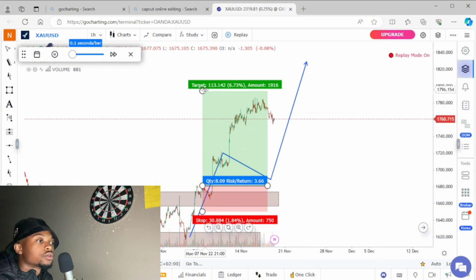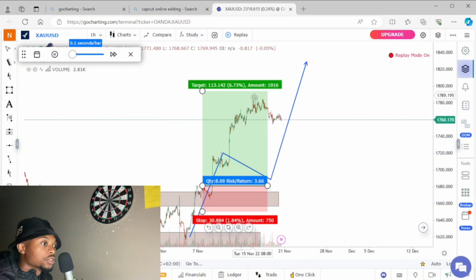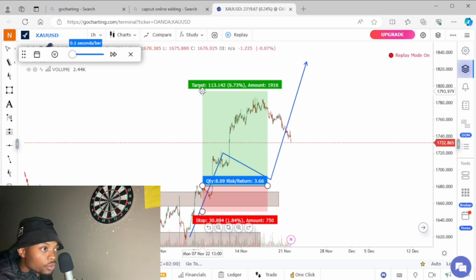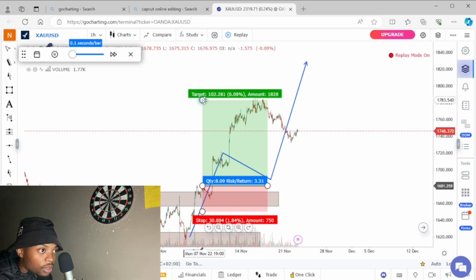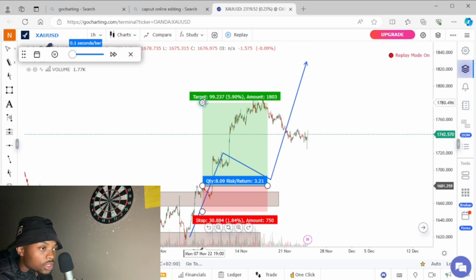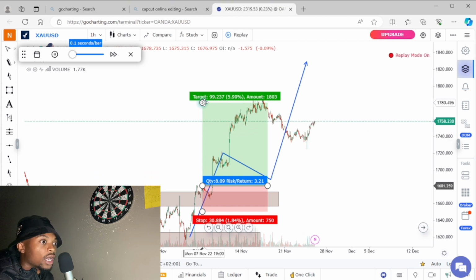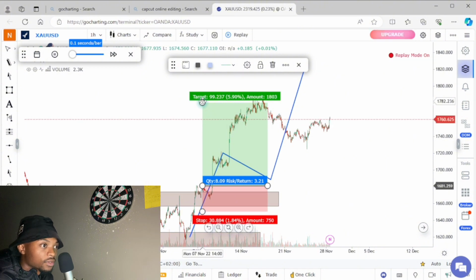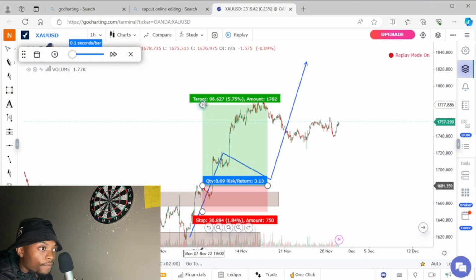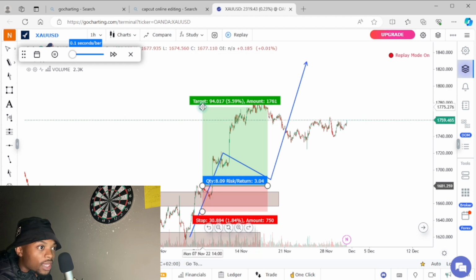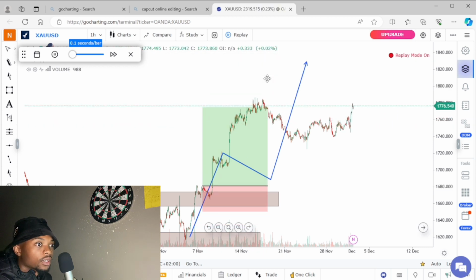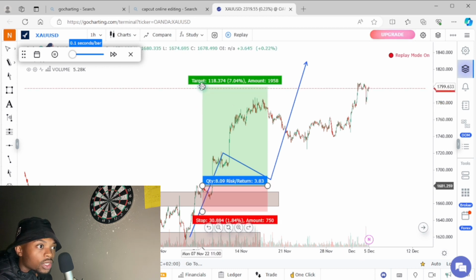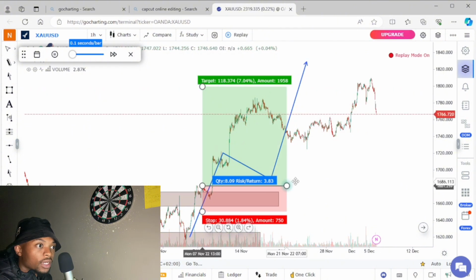So if you went for a 2-to-1 ratio, price would have already smacked your take profit. Your take profit would have been around here, right? So this is why it's always good having your TP1 and your TP2, or more if you want, but I think 2 is enough. So your take profit would have been smashed round about here, right? And then if you waited longer, your TP3, which would have been around here, would also have been smacked at this area.